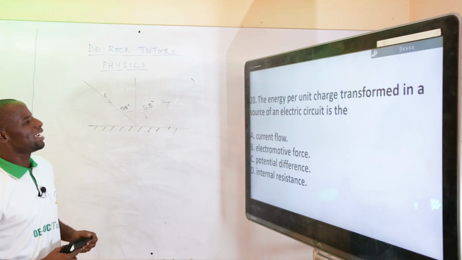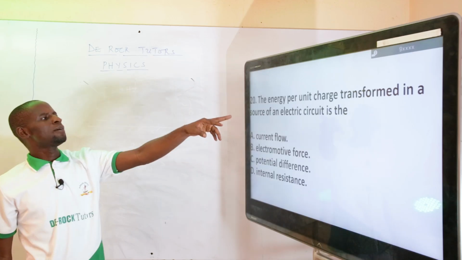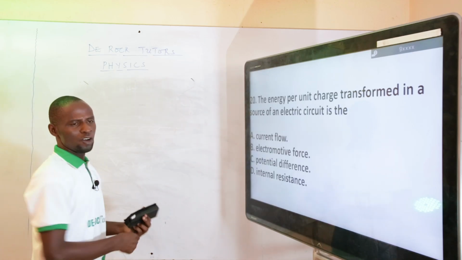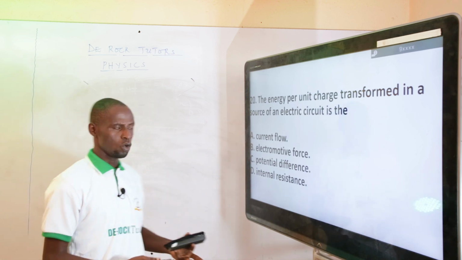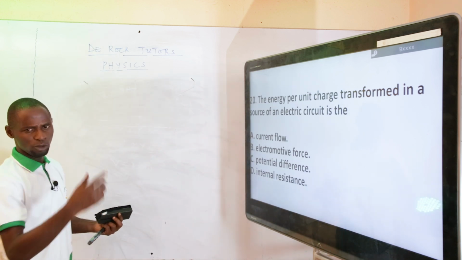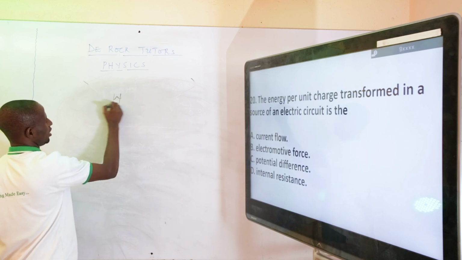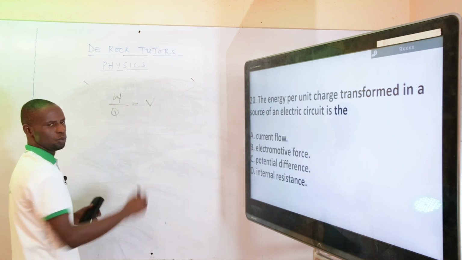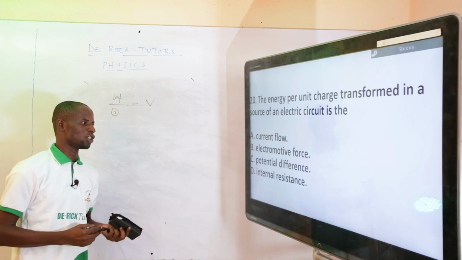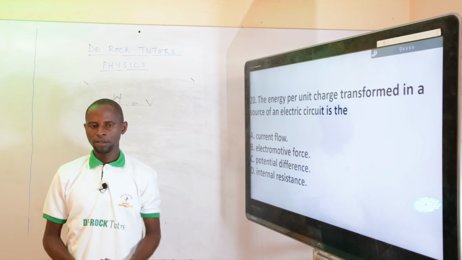The next question: the energy per unit charge transformed in a source of an electrical circuit is that. The energy per unit charge. Now, in physics, work and energy go pari passu, so let me use work. From the statement, that's work divided by charge. This formula in physics gives us V, which is the potential difference. So the correct option is option C, potential difference.